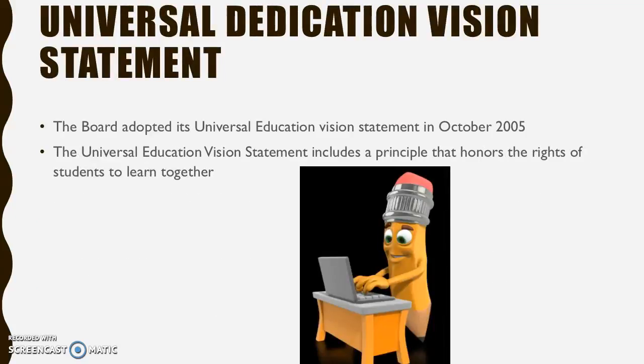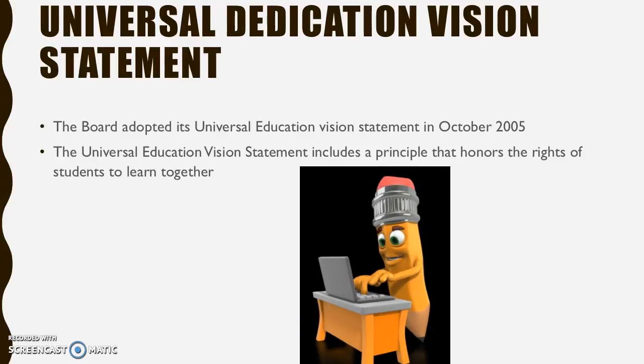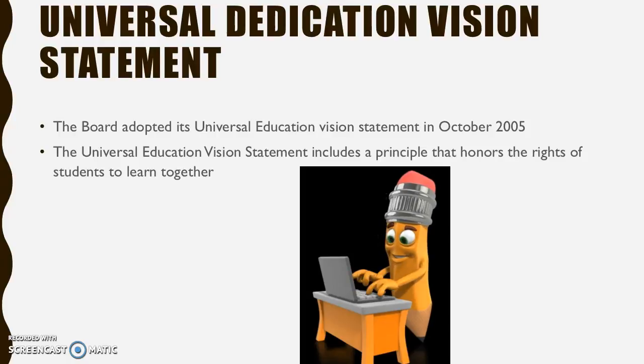Universal Education Vision Statement. The board adopted its Universal Education Vision Statement in October of 2005, and the vision statement includes a principle that honors the right of students to learn together.